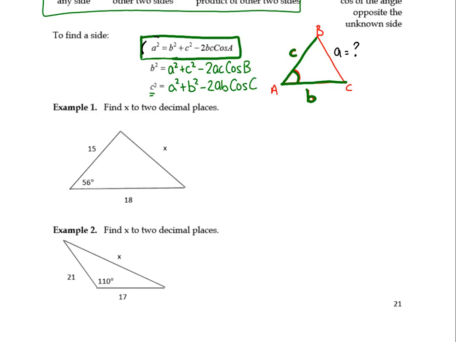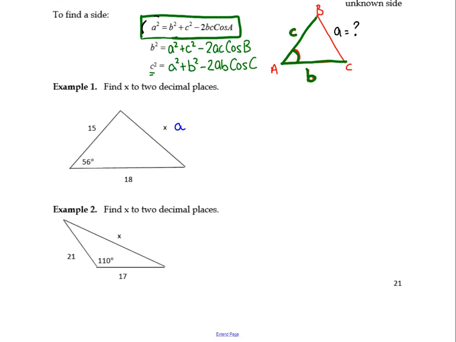It's nice to make your unknown in cosine law an A, because then it matches the formula. Now, could you use sine law here? Do you know an angle and its opposite side? No, so you have to use cosine law. So we're going to make this A, and then the other two sides, does it matter who B and C are? It doesn't. So we can call 15 B and 18 C, or vice versa, it won't make a difference.